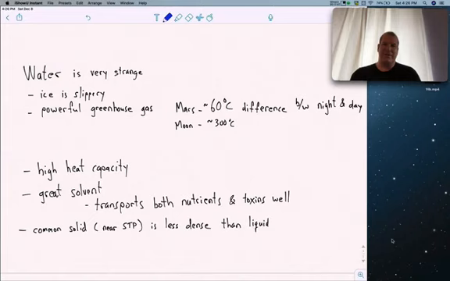It's a great solvent, so it means it can dissolve things in it, and that means that it's very efficient at transporting nutrients and toxins. So we are very good at transporting nutrients in our bodies, in living systems, and also in waterways. So lots of nutrients go through the ocean and lakes and rivers. But then again, if you put toxins in there, water will move them pretty easily as well.